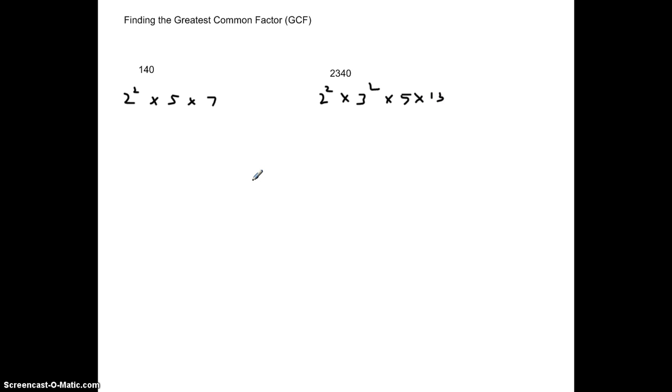So to find the greatest common factor, identify the factors that are common. So 2 is in each list, and 5 is in each list. So we use each common factor, and we use the lowest exponent for that particular factor. So the 2 is to the second power in each list, so the lowest exponent would be 2, so it'd be 2 to the second power. And then for 5, they each have an exponent of 1, so that's 2 to the second times 5, and that would equal 4 times 5 would be 20.